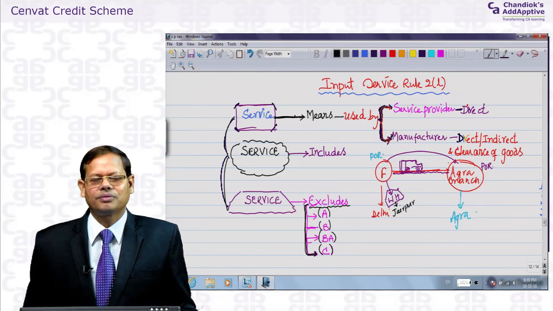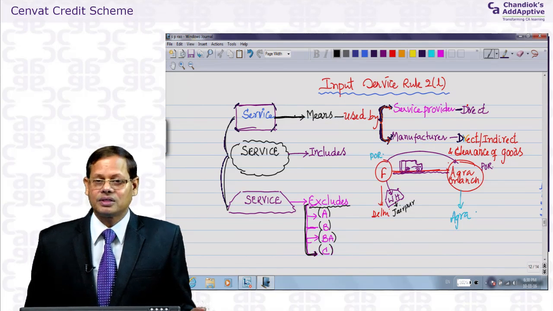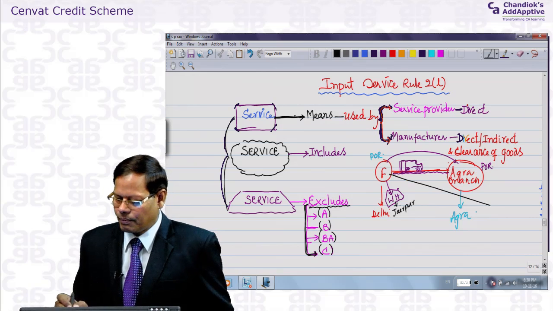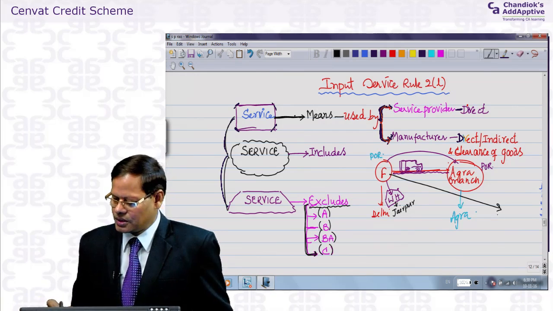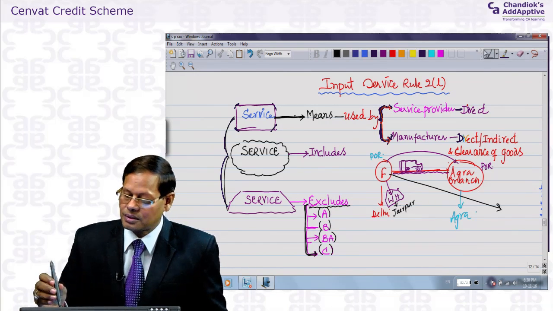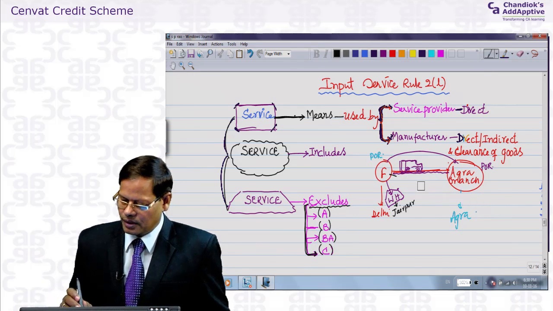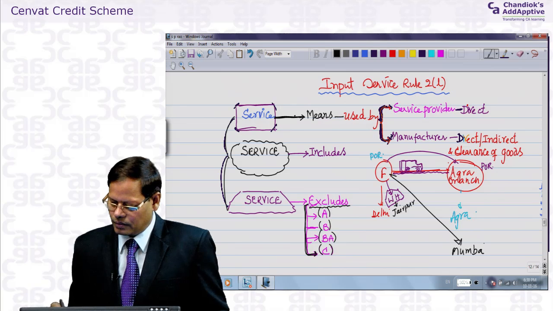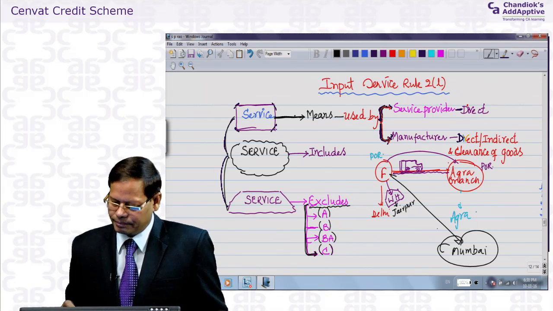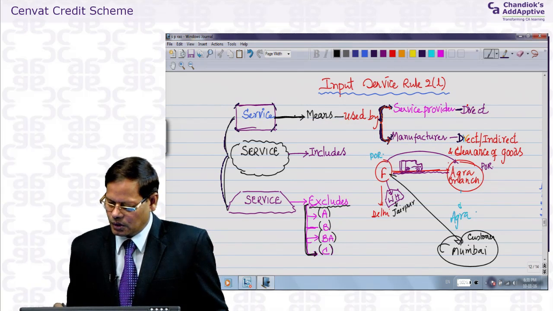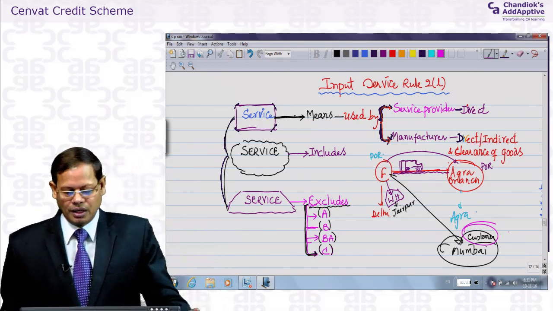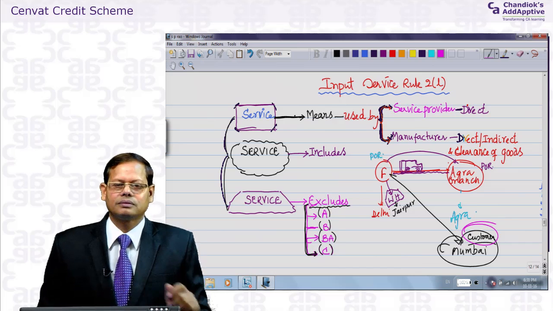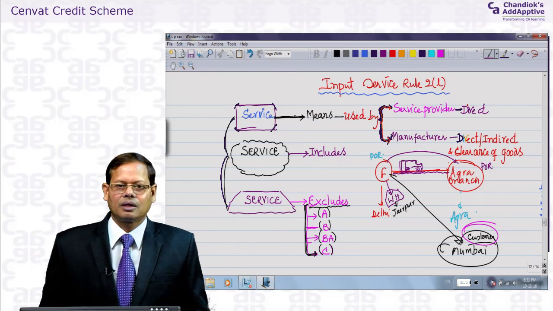Then what is not up to the place of removal? Say you are sending goods to a customer in Mumbai. Let us say you have a customer in Mumbai, and you are dispatching goods from your factory to Mumbai. So, it is not up to the place of removal.